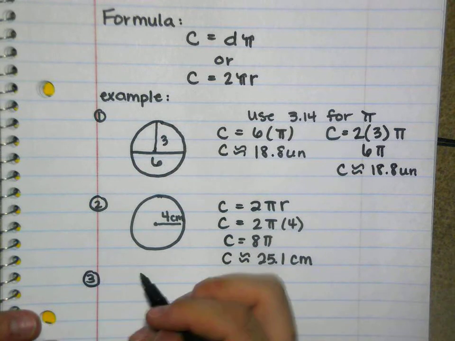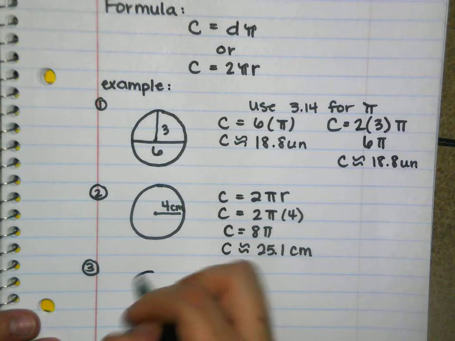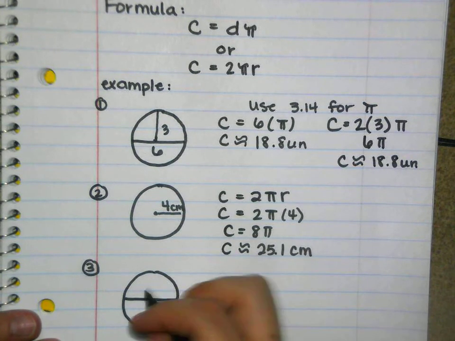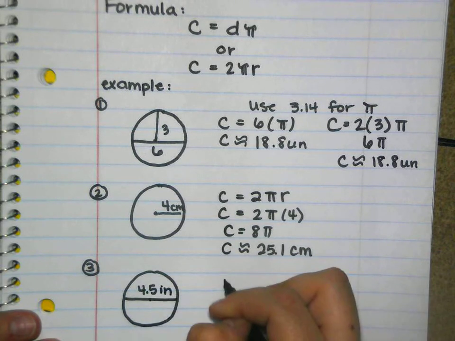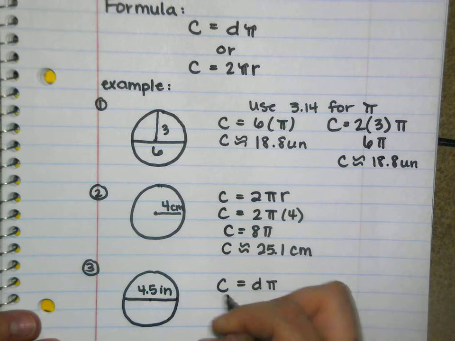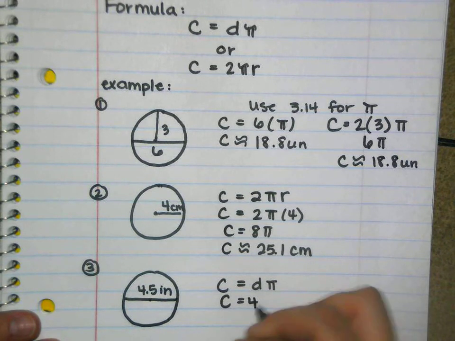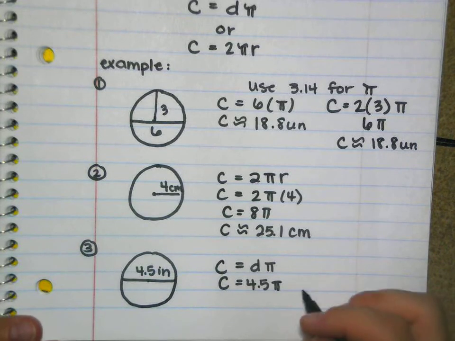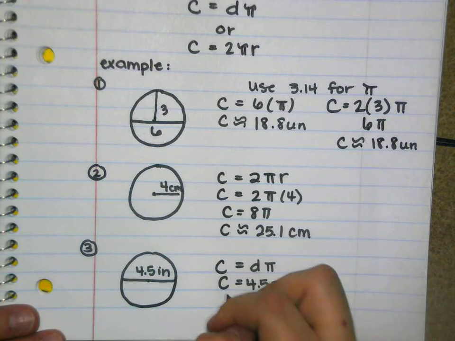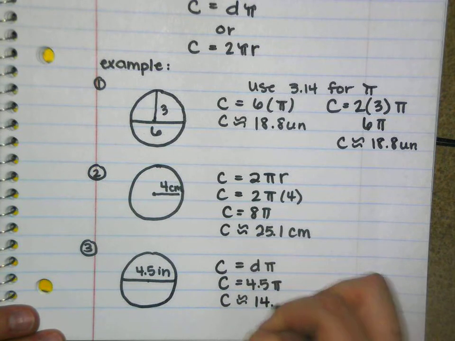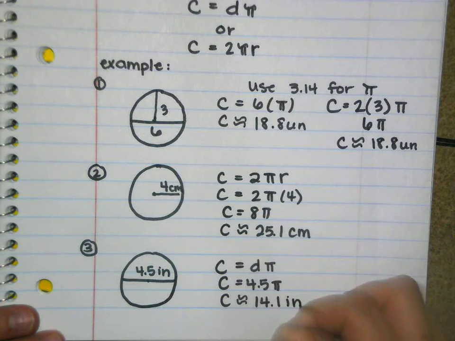And our last example here, we're going to have a circle with a diameter of 4.5 inches. So in this case, circumference is going to equal diameter times pi. Circumference is going to equal 4.5 times pi. If we use 3.14 for pi, we're going to multiply that out, and we're going to get C wavy lines, which means approximately 14.1 inches.